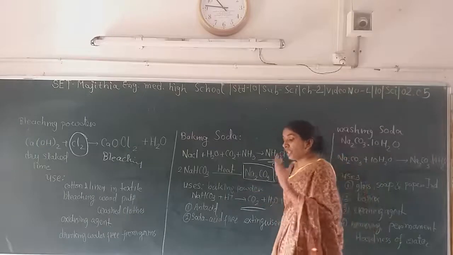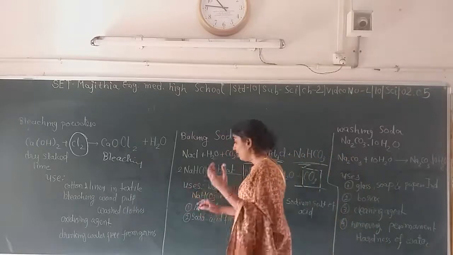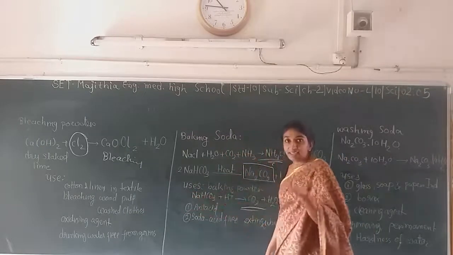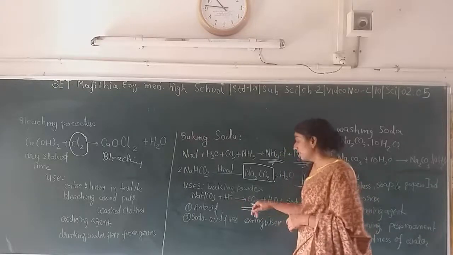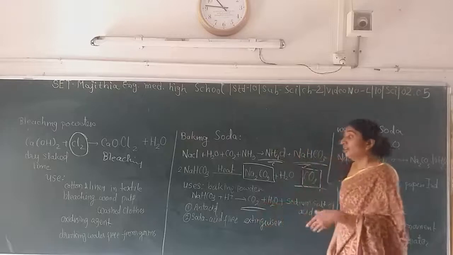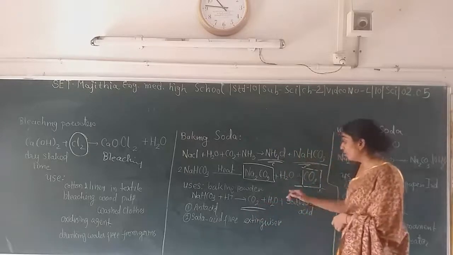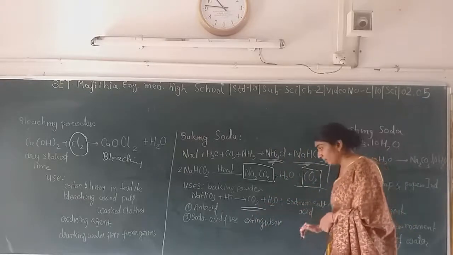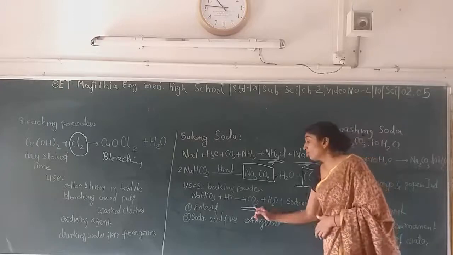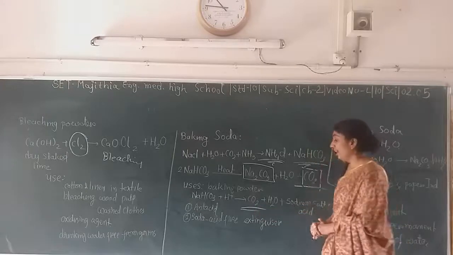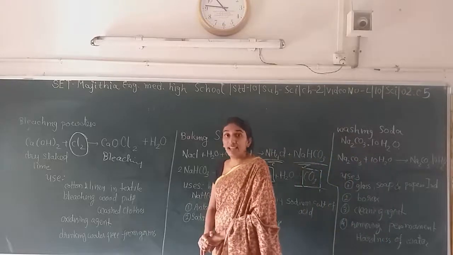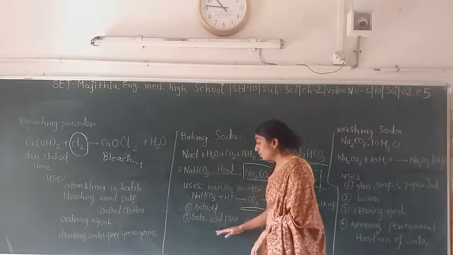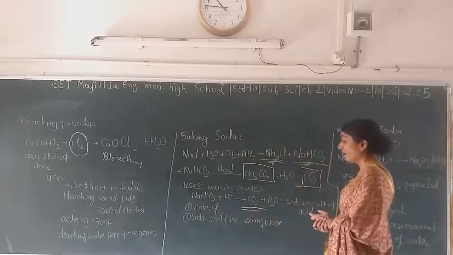What do we do? We have this baking soda, and we add a weak acid like tartaric acid into it. The H+ ion of tartaric acid reacts with the baking soda and converts it into the sodium salt of that particular acid, releasing carbon dioxide and water. It is also used as an antacid. It is also used in soda acid fire extinguishers.